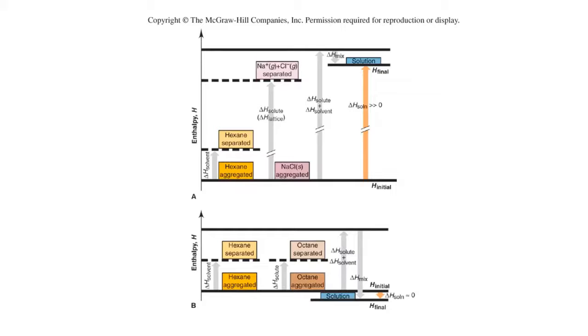Now, in contrast, if I take hexane and mix it with octane, hexane is 6 carbons, octane is 8 carbons. Both of them have what kind of forces? Dispersion. And I gave you the hint there. So neither one of them has a very big delta H to separate. I don't get a whole lot of energy back from mixing them, but it's enough to make this very slightly exothermic. Okay.